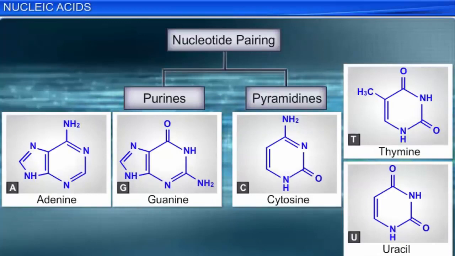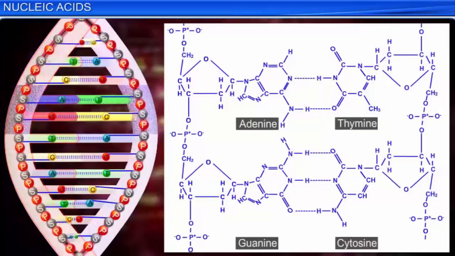Let's look at the nucleotide pairing in greater detail. A purine base of one strand is paired with a pyrimidine base on the other strand. 2 hydrogen bonds are formed when adenine pairs up with thymine. When a guanine base pairs with cytosine, 3 hydrogen bonds form between the bases.